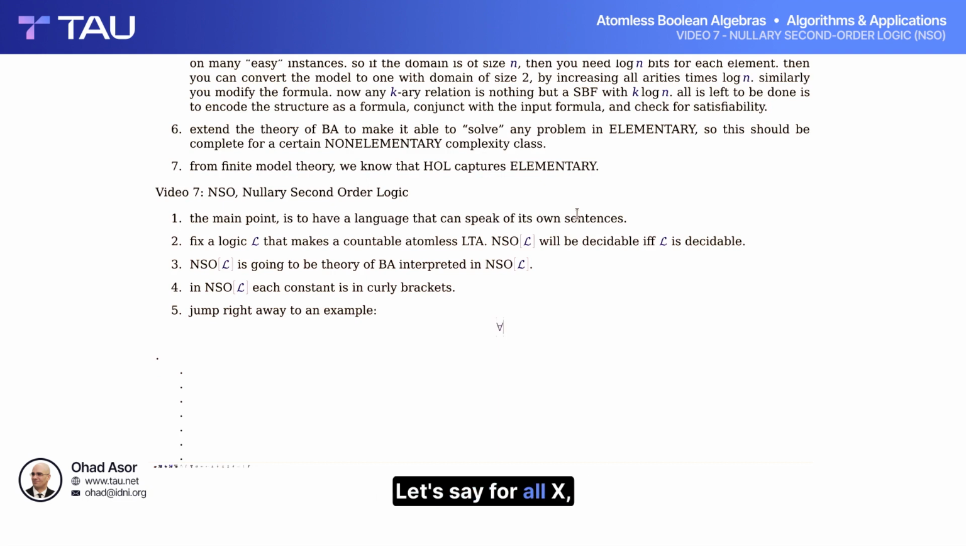Let's say for all x is going to be a sentence in NSO, in NSOL. Now let's have x disjuncted with something. Okay, let's see what something we are going to put here. Is going to equal, let's say, one of the Boolean algebra. So here let's put some constant.